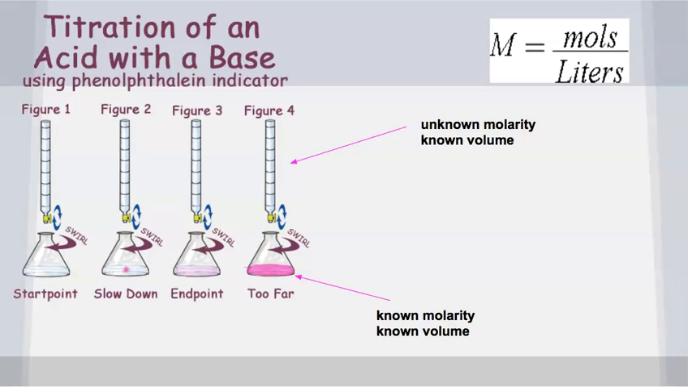Now, when we practice this together, you're going to screw up the first 1 or 2 or 5 or 20 times you do this. This is definitely an acquired skill. You're going to see a lot of that too far cartoon there, where your Erlenmeyer flask is magenta. You really want that super faint pink that tells you did not add too much to your solution.